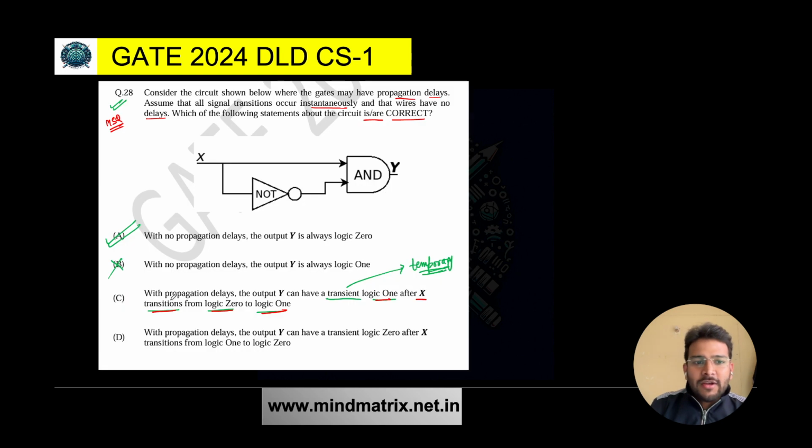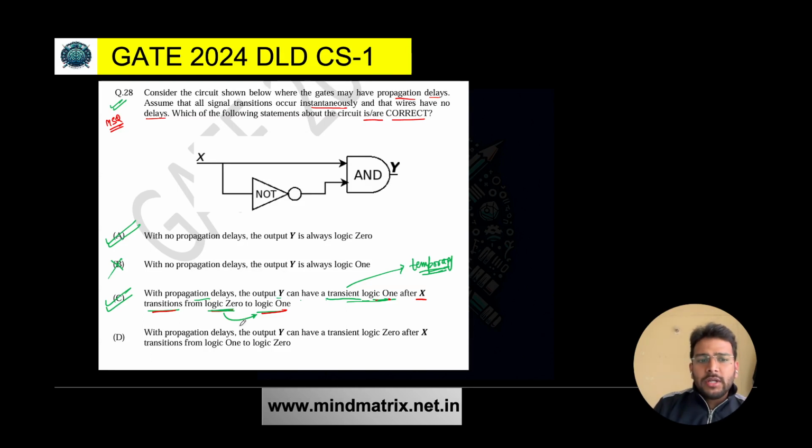So can I say when we are considering propagation delay, the output y can have a transient logic 1? That was true. We have seen it already, when x is making a transition from logic 0 to logic 1. So option C is definitely correct here.